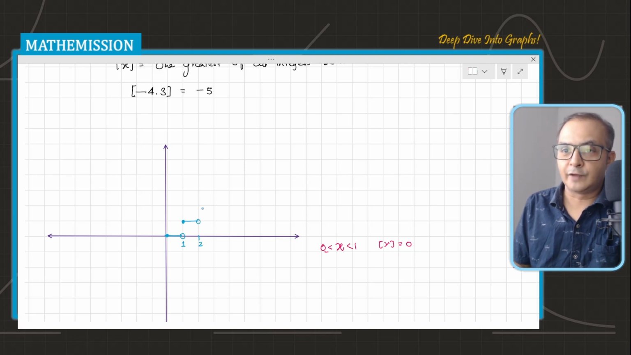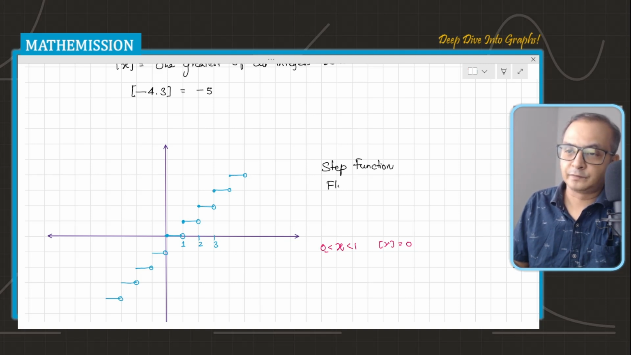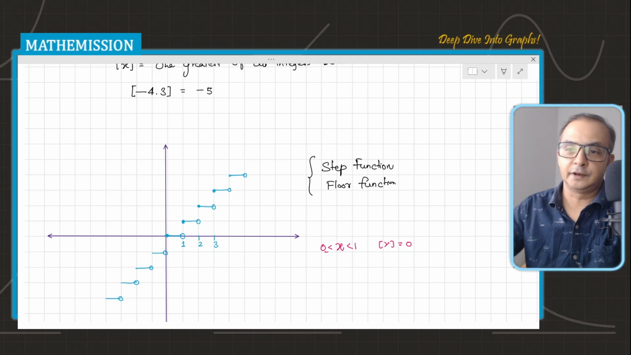And again at 2, the value will jump to 2. So between 2 and 3, the height will be maintained at 2. And again at 3, it will jump to 3, and so on. In this way, we can create a staircase kind of structure. That is why it is also called a step function. And it is also known as the floor function. So step function is one name of the greatest integer function, and the floor function is another name. These are, by the way, the fancy names, not so much mathematical names.